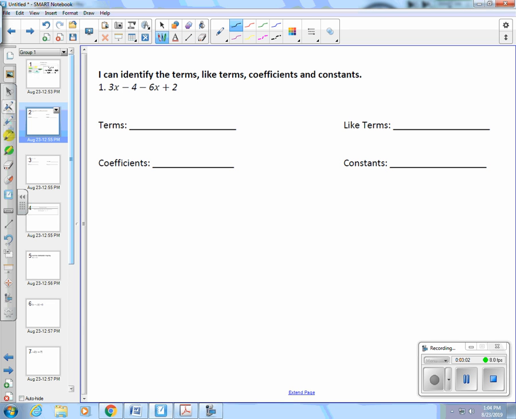Let's identify the terms, the like terms, and the coefficients and constants of this example. Why don't you stop the video for just a moment so that you can write down what you think are the terms, coefficients, like terms, and constants, and then start the video up again, and I'll have the answers up there for you.